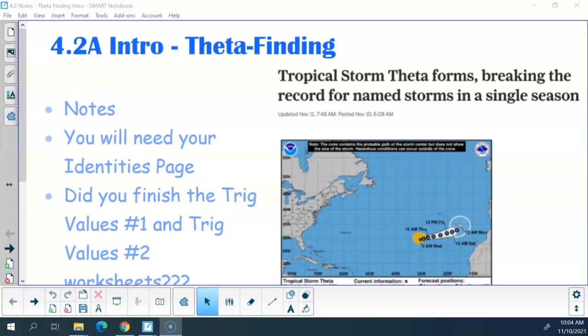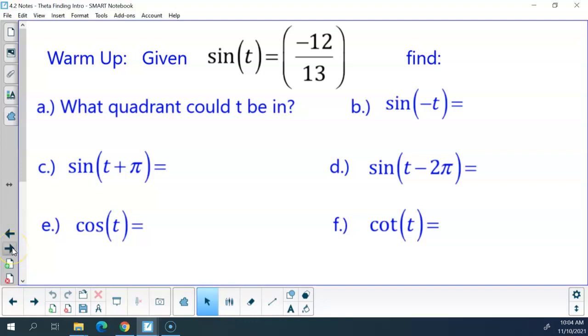All right, so again, you want to have out your identity sheet, you want to have out your unit circle, and then just roll regular old notes today, okay? So we're gonna start with this wonderful warm-up question.